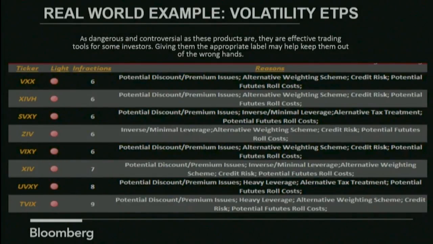This is just a real-world example. Everyone remembers XIV, which is the inverse VIX product that closed down earlier this year. This is where all the VIX products would have ranked, right? And we launched this with almost perfect timing. It wasn't intentional, right after XIV closed, but this would have shown how the VIX products have certain roll costs. A lot of them are ETNs, so there's credit risk there. It flags all these and assigns the points, and all of them would have been assigned red in the system.